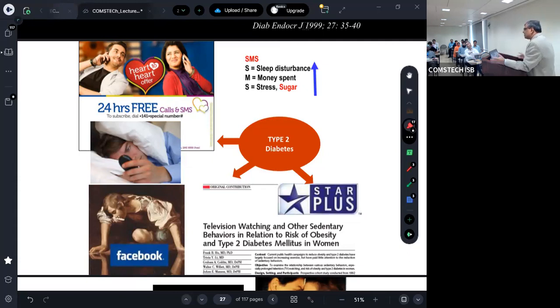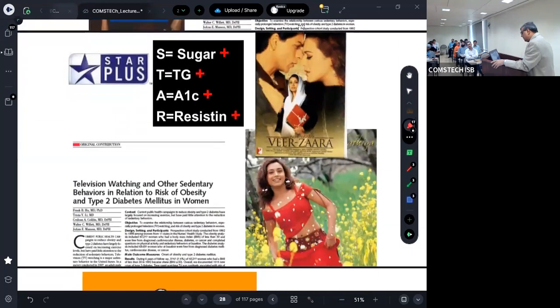They make this kind of drama, very familiar drama, and almost all female people like it. Hours and hours, they watch the serial. Then what happens? Star Plus. The name is very clear. Star, sugar is increased, plus. TG is plus. A1C, HbA1c, the marker of diabetes, is plus. Insulin resistance, a hormone issue.